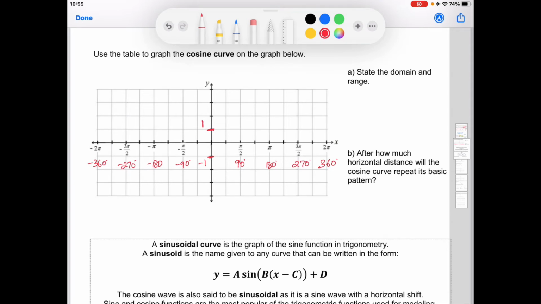Now let's get started. I'm going to start at negative 2 pi, or 360. What was cosine at 360? It was 1, so I'm going to go here. It was 1. I'm going to take a blue color. Then at negative 270 it was 0. At negative 180 it was negative 1. At negative 90 it was 0, and at 0 it was 1, at 90 it was 0, 180 is negative 1, 270 is 0, and 360 is 1.